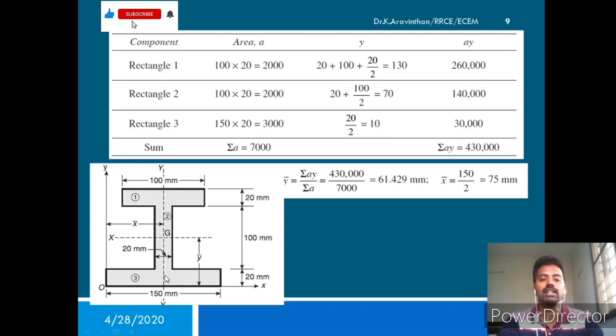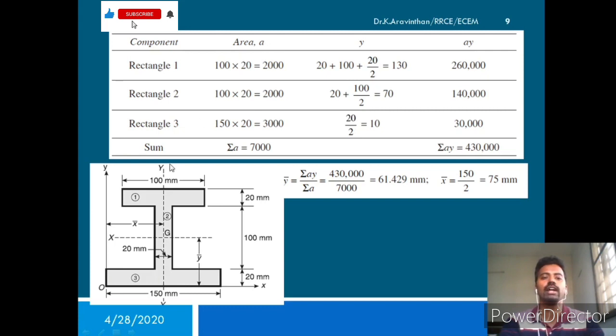And for the second section, the y distance you have to consider. If you take this individual member, it has a height of 100 mm, so the centroid of this member will be 100 by 2, that is 50 mm. For finding from the origin, 20 plus 100 by 2, that is 70. For the third section, from the bottom you are only having 20 mm of overall distance, so 20 by 2, which is the G3. So 20 by 2 is 10 mm.